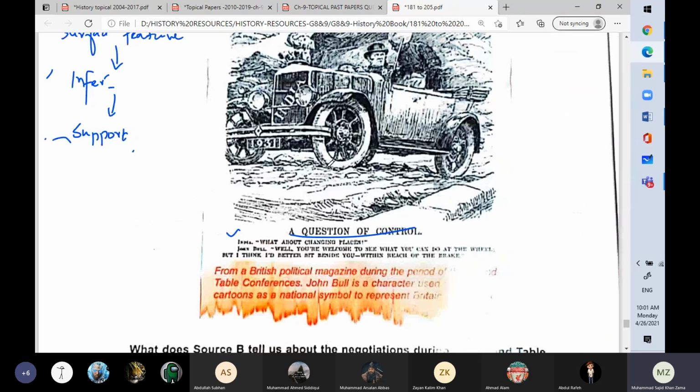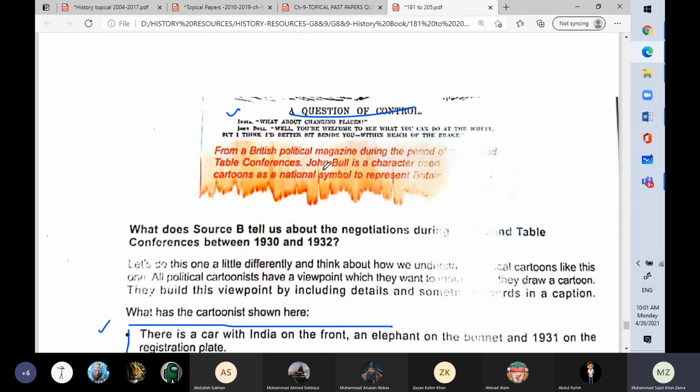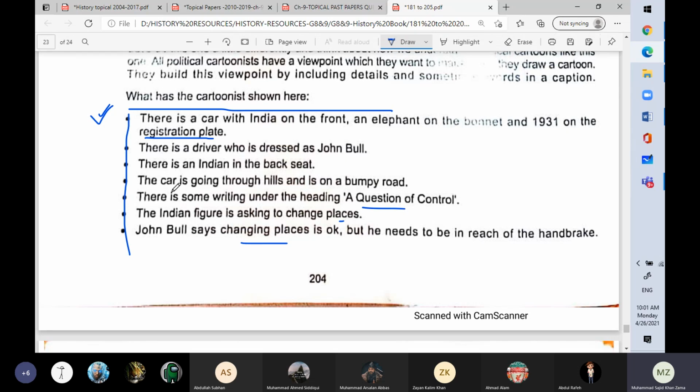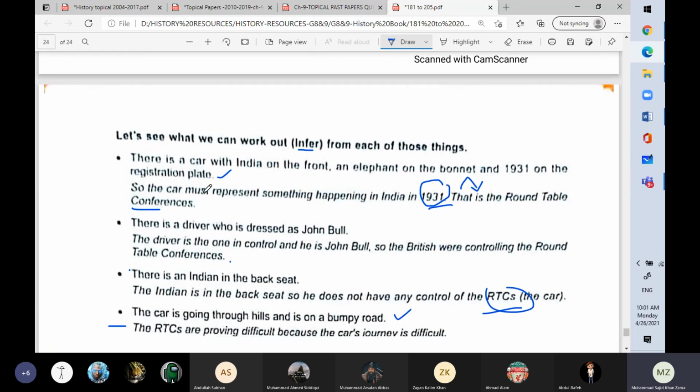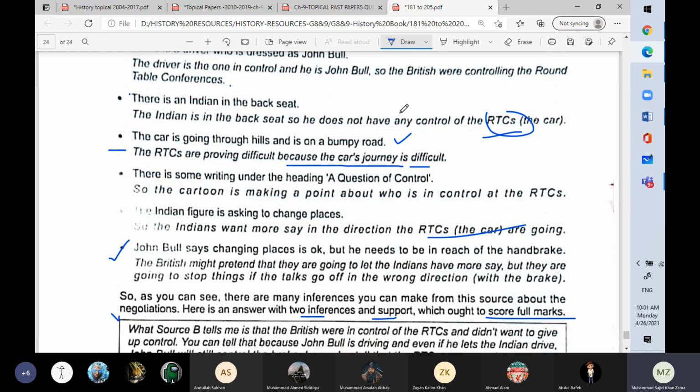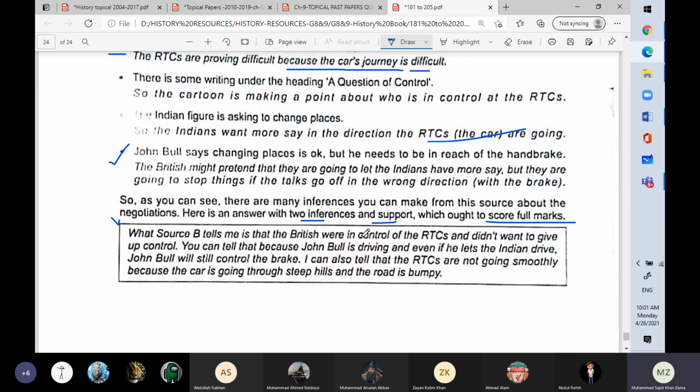Actually, as this is for practice, it is done in stages. First, they told you how to identify surface features. Whatever is there, they have outlined it, and then every feature is interpreted with reference to the background information, the event it's referring to, and the information available in the source as well. And finally, they are telling you that two inferences with support would be a good answer. So, would anyone like to read this complete answer?